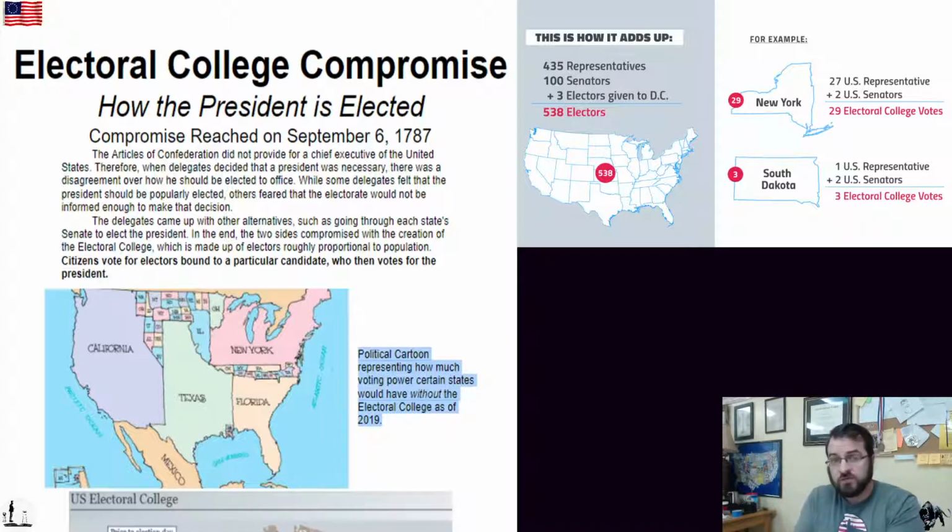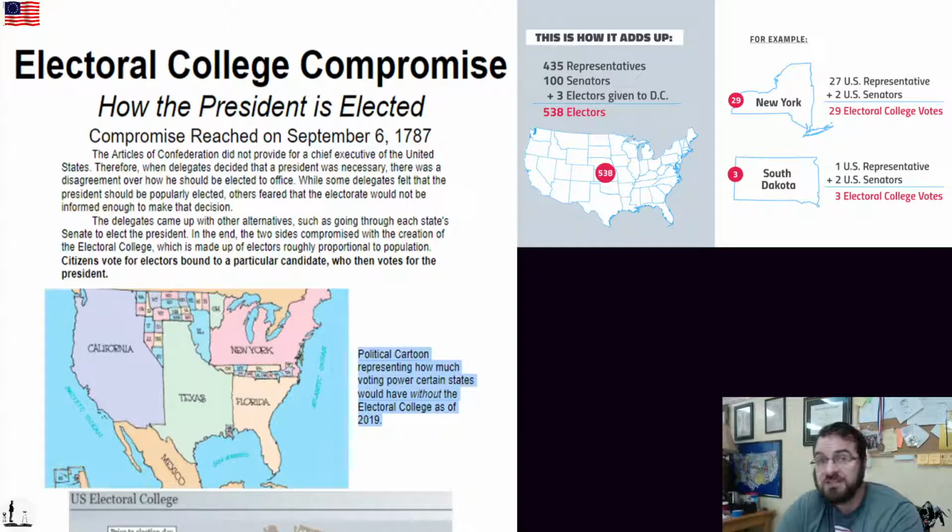Every state gets 2 senators because it's just fair. And in the House of Representatives, it's based on population. So a state like New York, which is about the same size as South Dakota, is going to have a lot more representatives because New York has New York City, and New York City is incredibly populated. So 27 U.S. representatives for New York plus 2 U.S. senators. South Dakota has 1 U.S. representative because the population there is so low, but they still have 2 U.S. senators, so they artificially get closer to New York's number than they would.